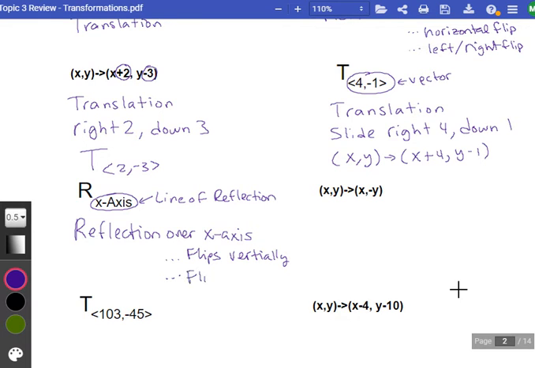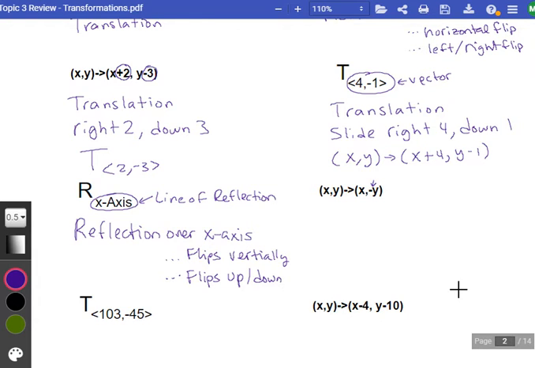Okay, or it flips kind of like up down. So it's going to flip over that x-axis, which means it's going to flip from top to bottom and bottom to top. That's why we're saying up, down, or vertically. Here we have a rule, just like before, but this one doesn't have addition, subtraction. We should notice the only thing that happens here is a sign change.